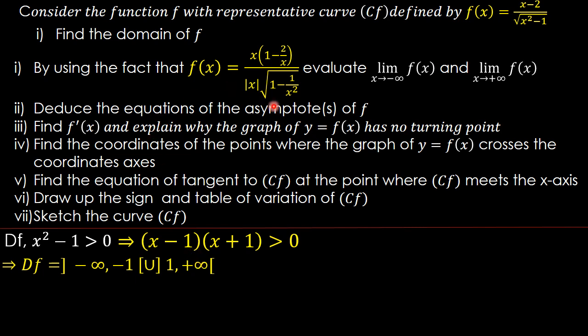Alright, now the next part wants us to use the fact that f of x is this, as we have here, to evaluate the limit as x goes to negative infinity and when x goes to positive infinity. Okay guys, if we get the limit as x goes to negative infinity of this function, let's take note about the absolute value of x. We should know that the absolute value of x, guys, is positive if and only if x is greater than or equal to 0, and it is negative if and only if x is less than 0.